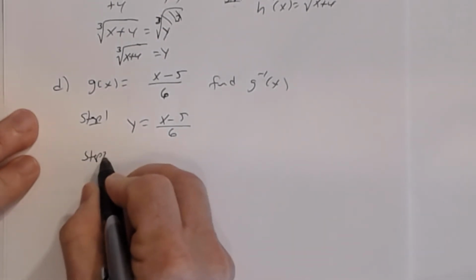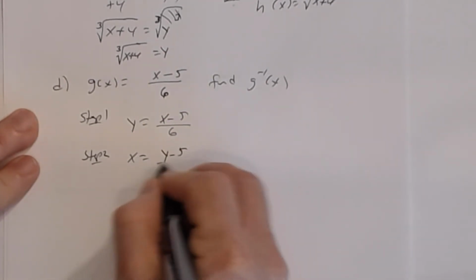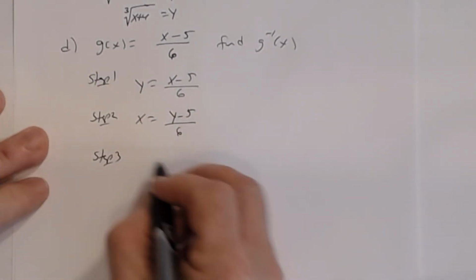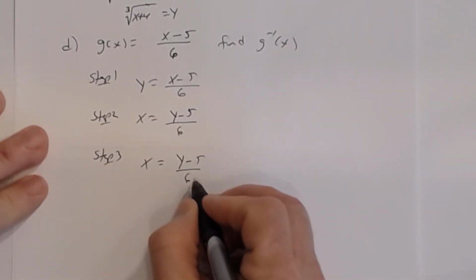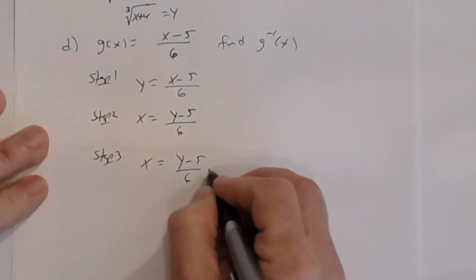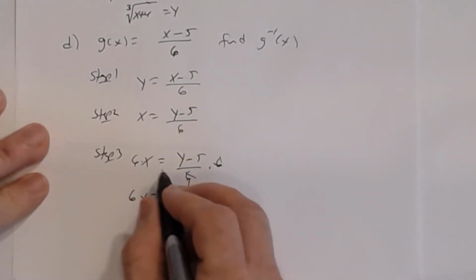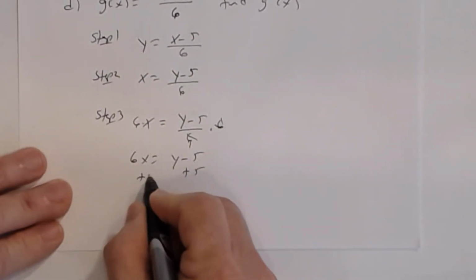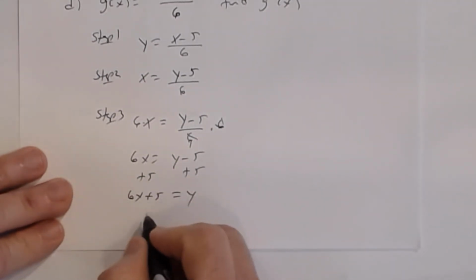Step 2, interchange the variables. X equals y minus 5 divided by 6. Step 3, solve for y. All right, so let's remember how to solve for y. Let me go ahead and rewrite this over. So if I want to get y by itself, right now I'm dividing by 6. So the LCD is 6, and multiply both sides by 6. So I get 6x equals, and these divide out, so I get 6x equals y minus 5. And then finally all I do is add 5 to both sides, and so I get 6x plus 5 is equal to y. Once you get y by itself, that's your inverse.